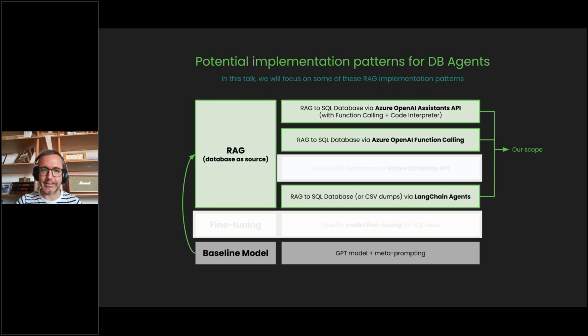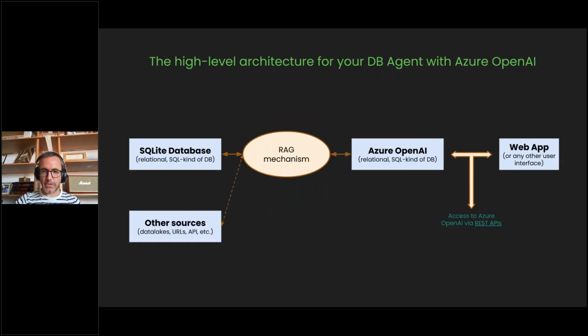On the scope of this session, we'll focus on these three. The RAG directly to the data, where the data can be CSV or SQL, using the LangChain agents. Then function calling, then assistants, code interpreter, et cetera.